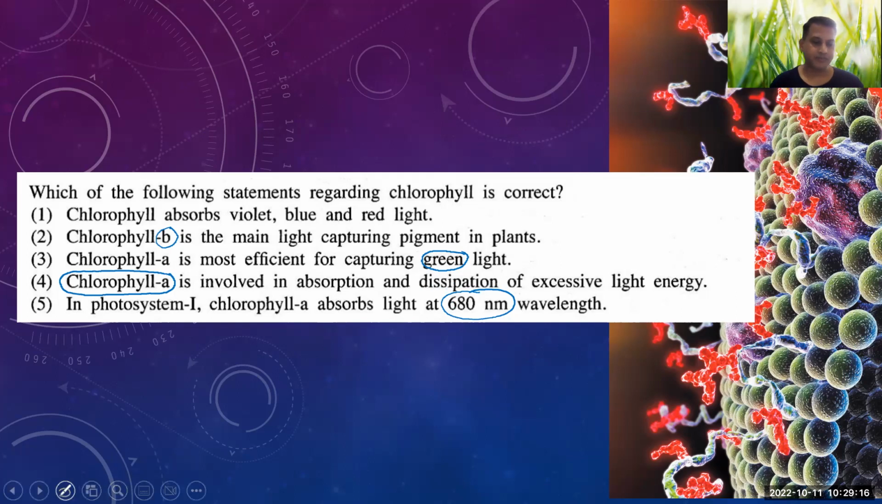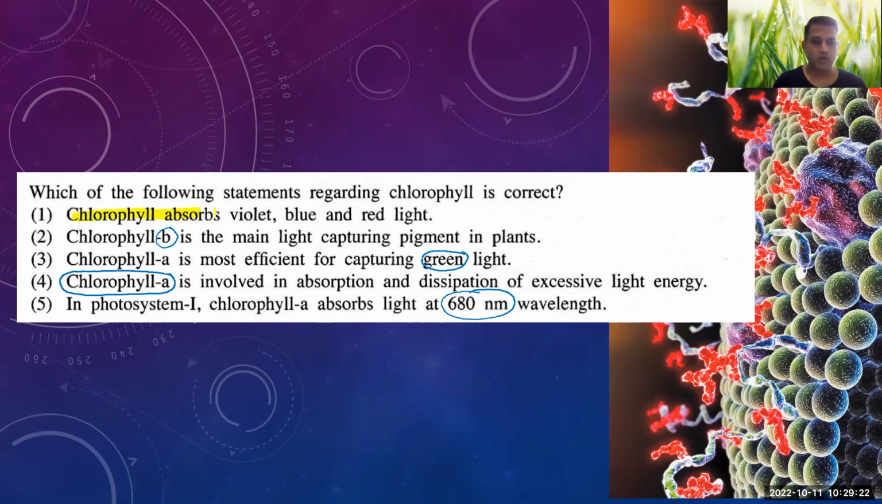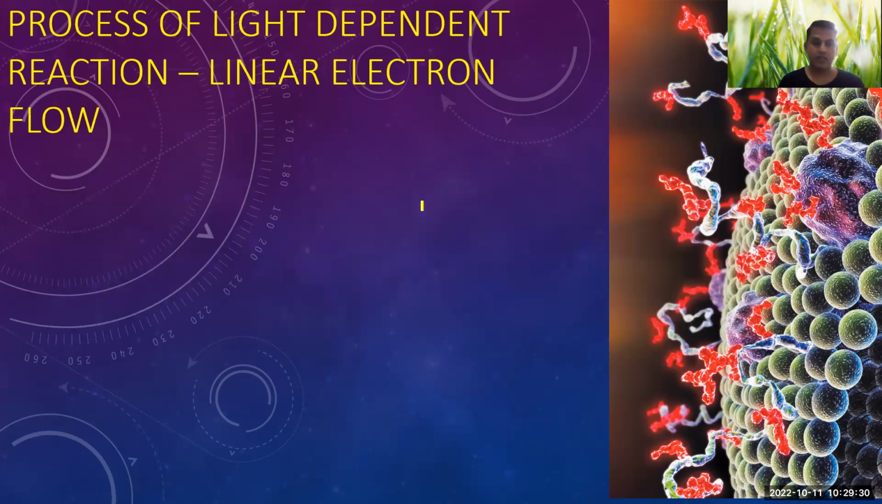Okay. Anyway, we learned clearly today, chlorophyll absorbs violet, blue, and red light. That's a correct statement, right? And the next one, we start the light dependent reaction.